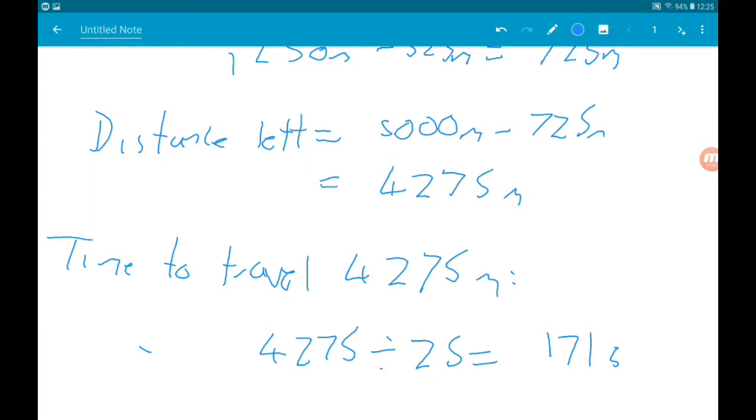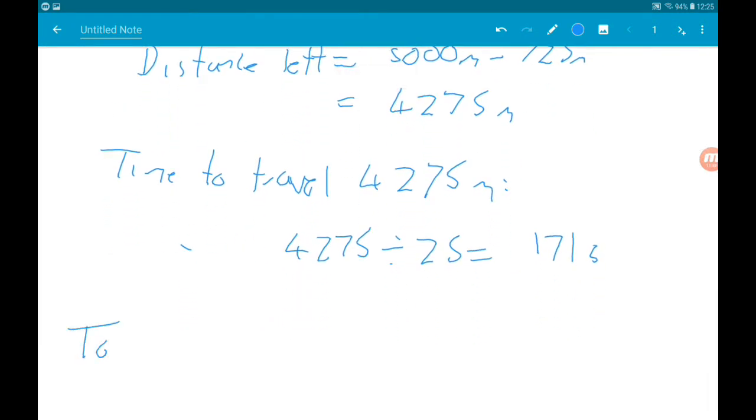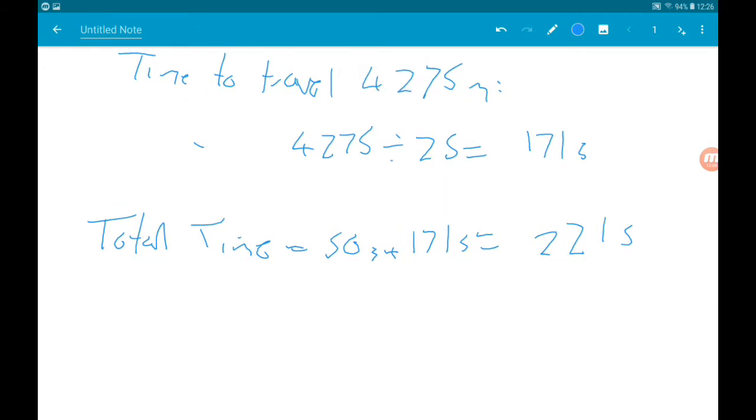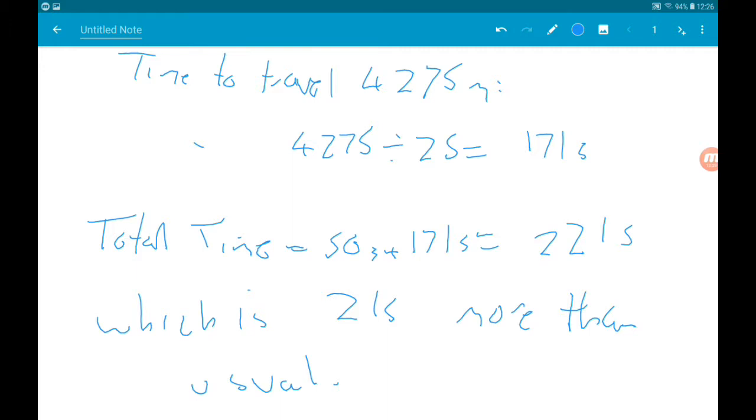So the total time is 50 add 171. And that is 221 seconds. Which is 21 seconds more than usual. Remember, we worked out usually it takes 200 seconds for the journey. Cool.